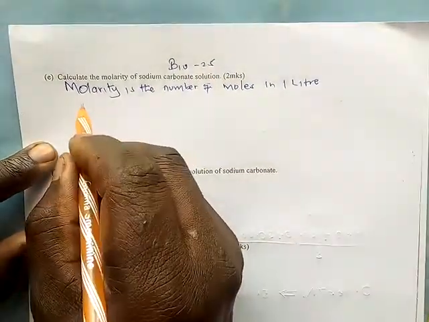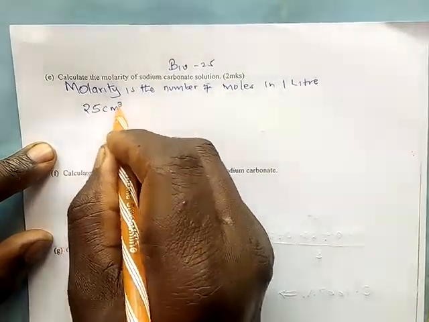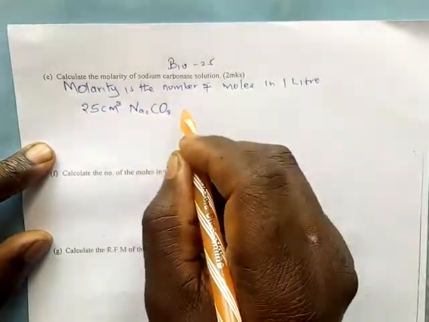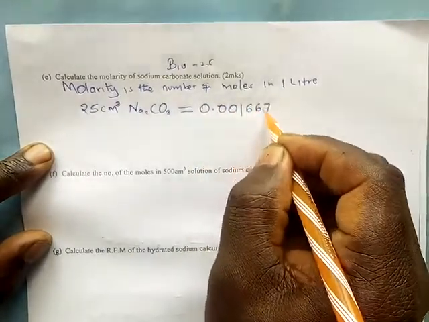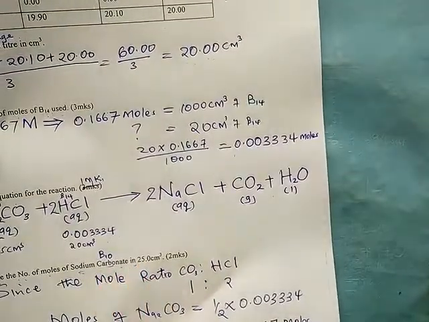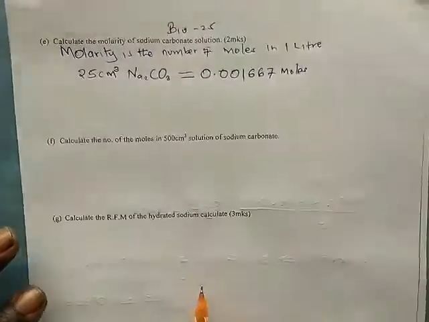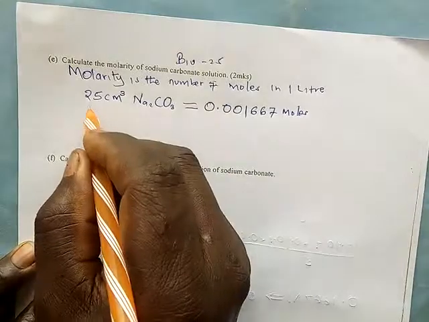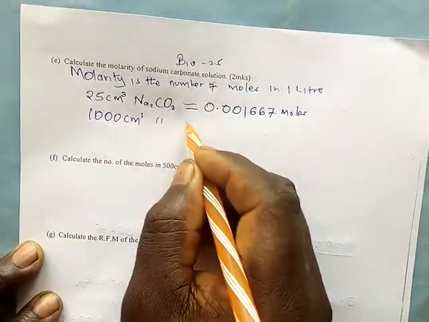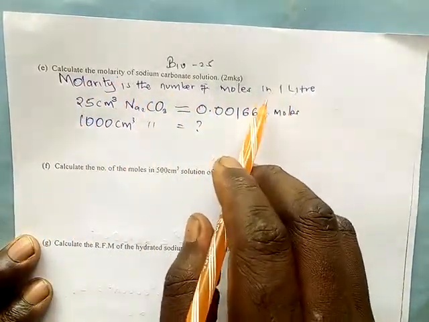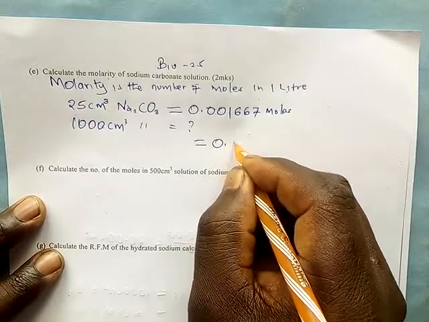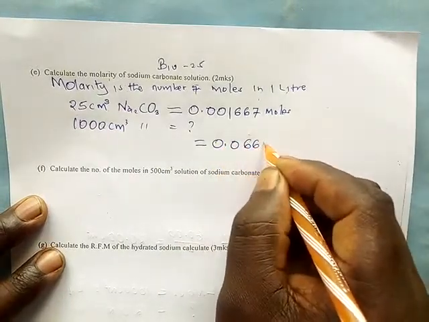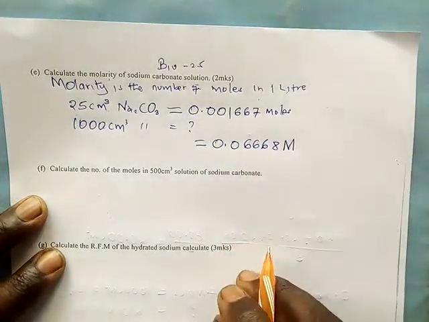So we are going to ask, if 25 centimeters cube of sodium carbonate contains 0.001667 moles, because we know the number of moles in 25 of sodium carbonate, what will be the number of moles in 1,000 centimeters cube of sodium carbonate? Molarity is the number of moles in 1,000, in 1 liter. This times this divided by this will give you 0.06668 capital M. Capital M stands for molarity.